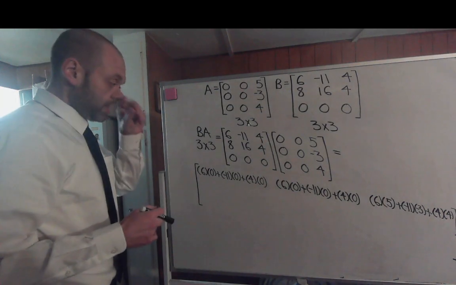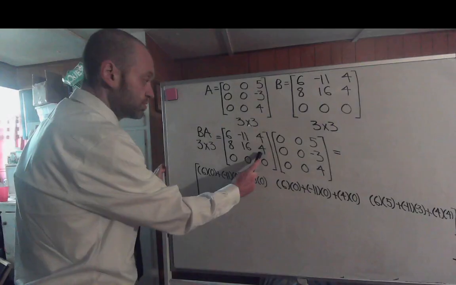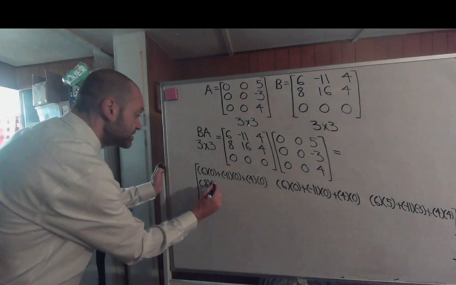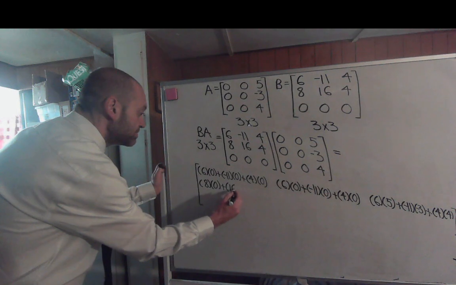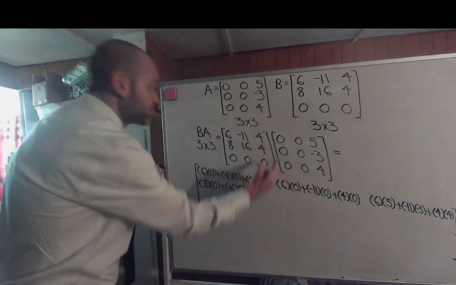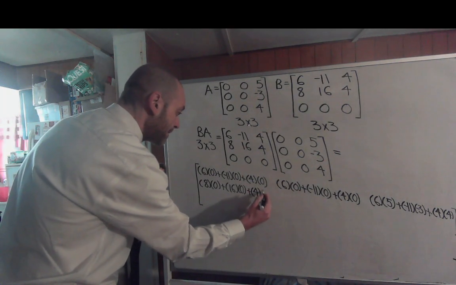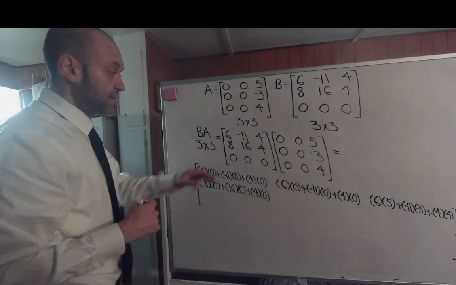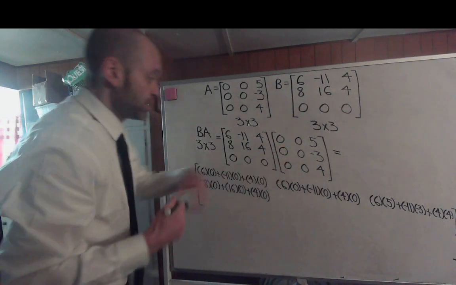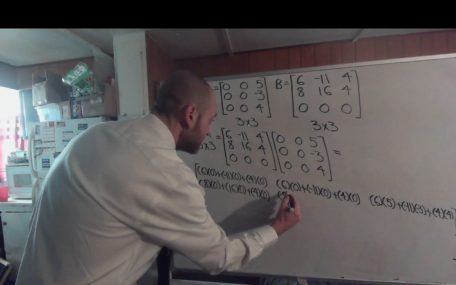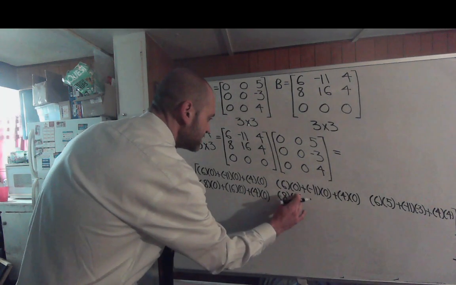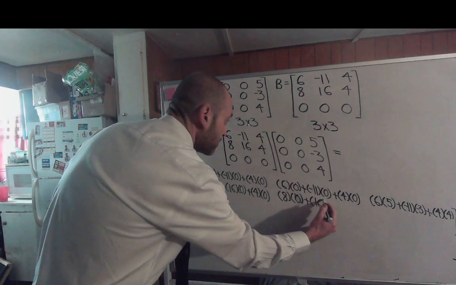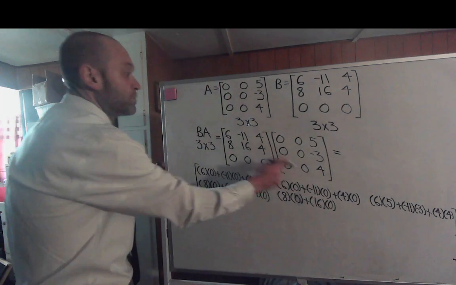So to get your first number, take your entire second row times your first column. So you'd end up having 8 times 0 plus 16 times 0 plus 4 times 0. And then to get our second number, take your second row times your second column. So once again, it's going to end up being 8 times 0 plus 16 times 0 plus 4 times 0.